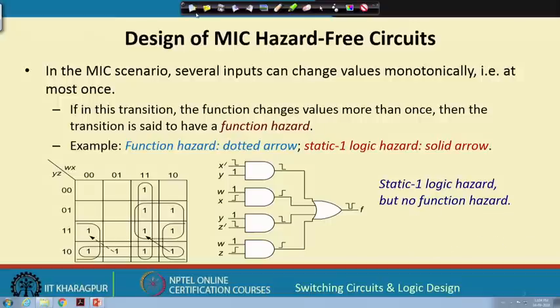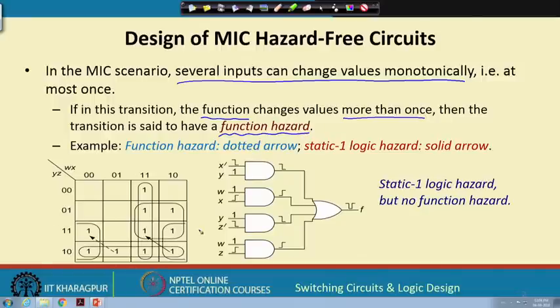Now we talk about a method for avoiding hazards in such an MIC scenario, when multiple inputs are changing at the same time. Several inputs can change values monotonically. Monotonically means they do not change more than once, at most once, but they may change one after the other. Because of this, the function value may change more than once, which may lead to a function hazard.